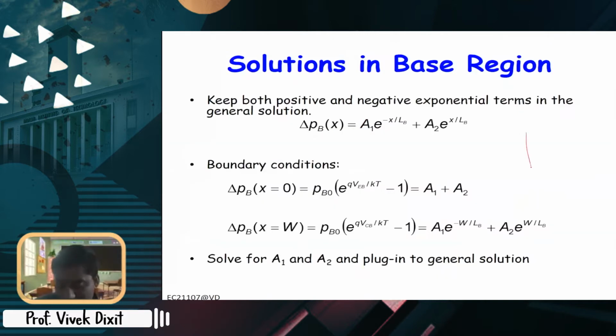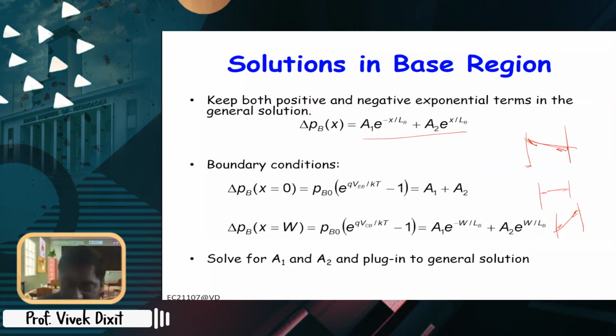So in the base region, of course, on both sides there is a junction, right? If you forward-bias this one, the concentration will be higher here. If you reverse-bias, the concentration will be lower here. If you forward-bias both, the concentration will be high on both sides. If you forward-bias the base-collector and reverse-bias the base-emitter, it will invert, right? But the slopes will give you IEP and ICP. For that we will have to use the general expression, exponential x by L plus exponential minus x by L.